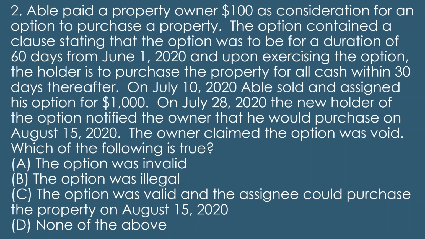Well, on July 10th of 2020, so that's about 40 days in, Abel sold and assigned his option for $1,000 to someone else. So Abel is the assignor, and there's an assignee now. Well, the assignee on July 28th, 2020, notified the property owner that he would purchase the property on August 15th, 2020. Now, the owner is saying that this is void. Well, what is actually true?